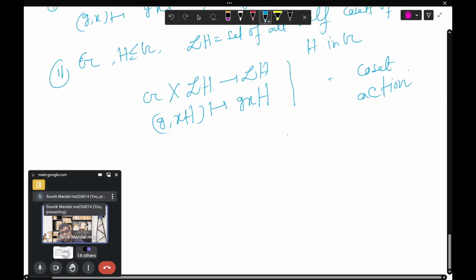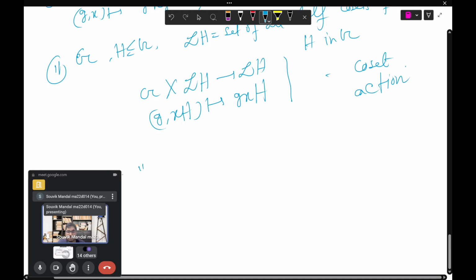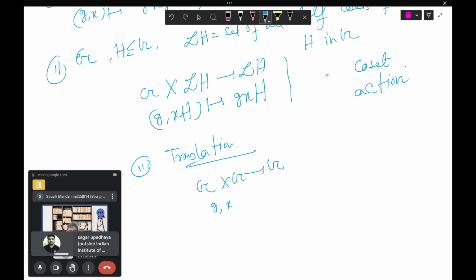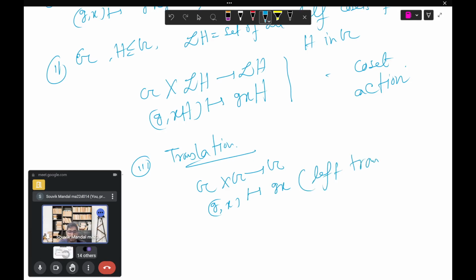And there is another action which is known as translation. (g, x) goes to gx. Especially this is known as the left translation. So these are some examples and some definitions.